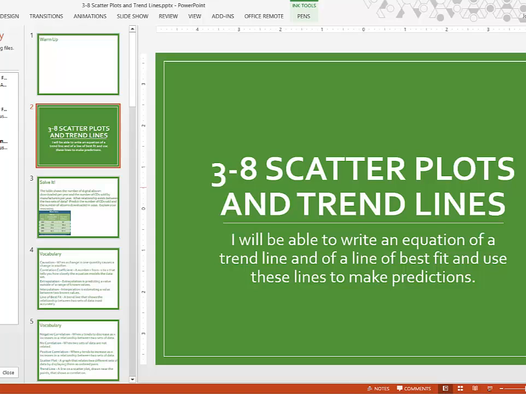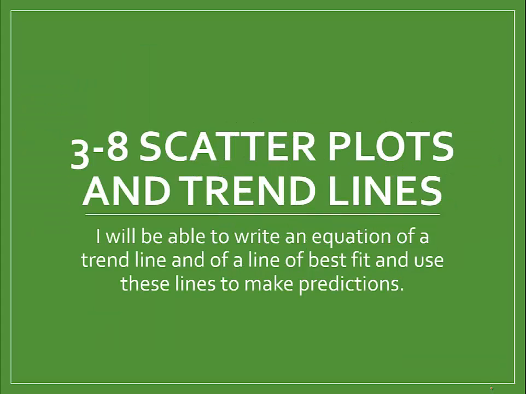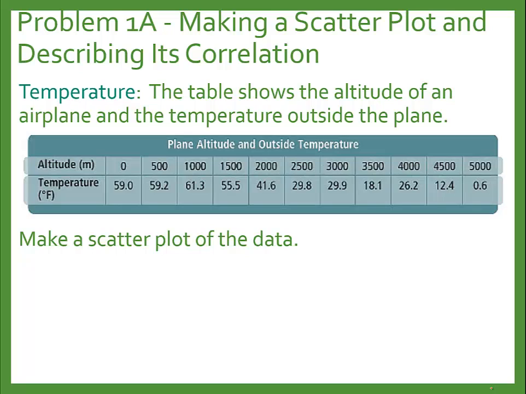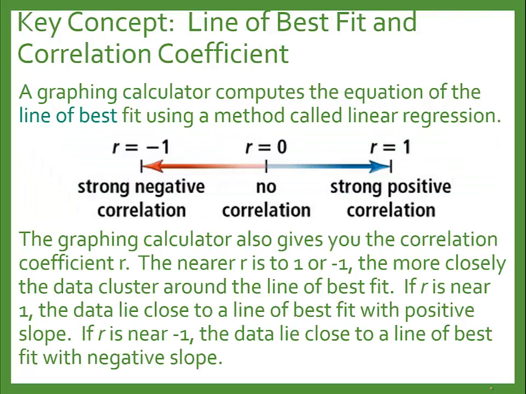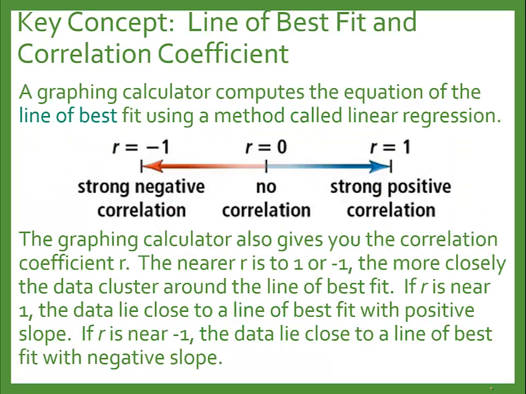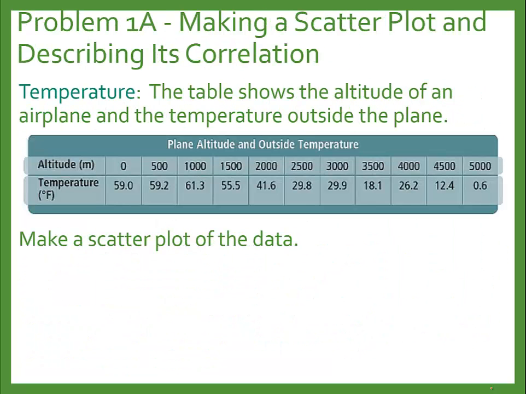All right, so here we go. 3-8 scatter plots and trend lines. Let's jump to problem 1A. Get out a blank sheet of paper. I'll give you time to write down the title, which is this. Pause here and write down the title. After you write it down, press play, and we will jump into problem 1A, making a scatter plot and describing its correlation.